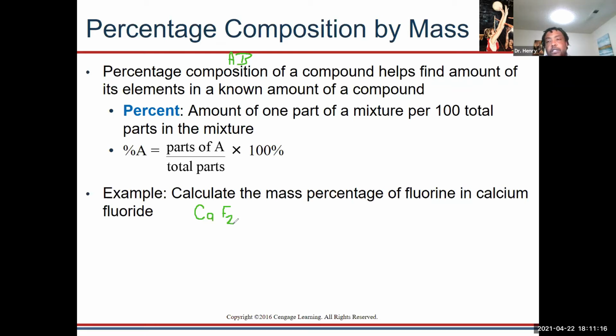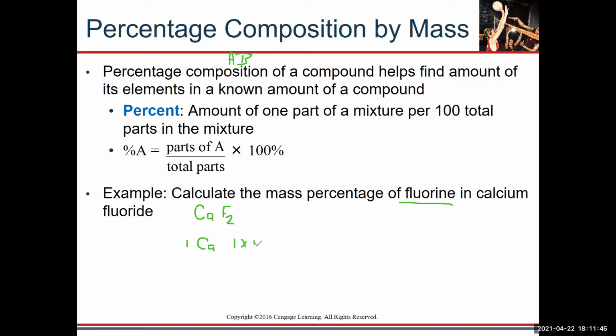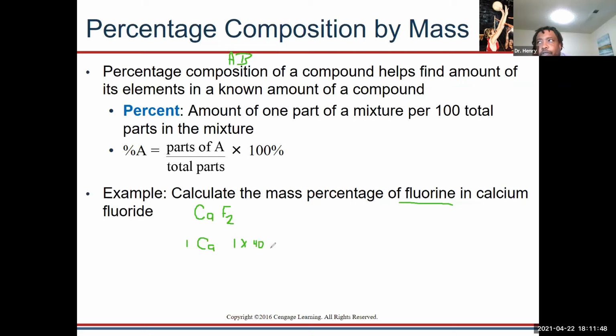Okay, so we got the chemical formula. The part we're looking for is fluorine. We want to know how much fluorine is in calcium fluoride. What do you think I'm going to do next? First, how many of each atom do we have? Identify. How many calciums do we have? One. Calcium weighs 40.078. So can we just say 40? Yes.